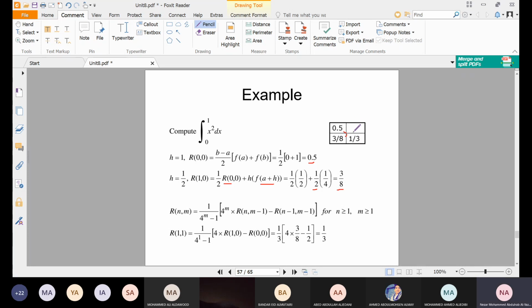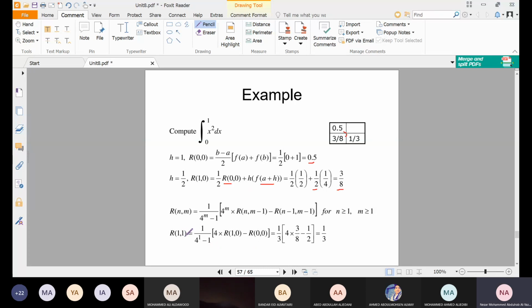Okay, so what we have in the second column, we need to use the Romberg algorithm. This is the Romberg algorithm. R_{n,m} is equal to 1 over 4 to the power m minus 1. This is the same thing as Richardson extrapolation: 4^m multiplied by R_{n,m-1} minus R_{n-1,m-1}.